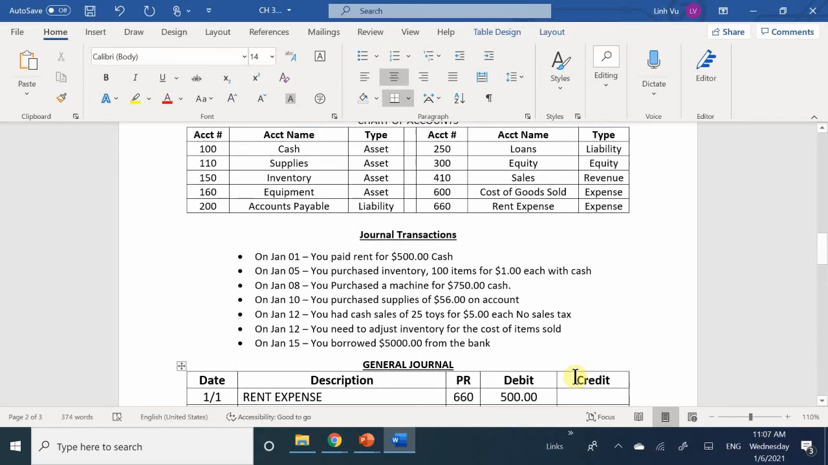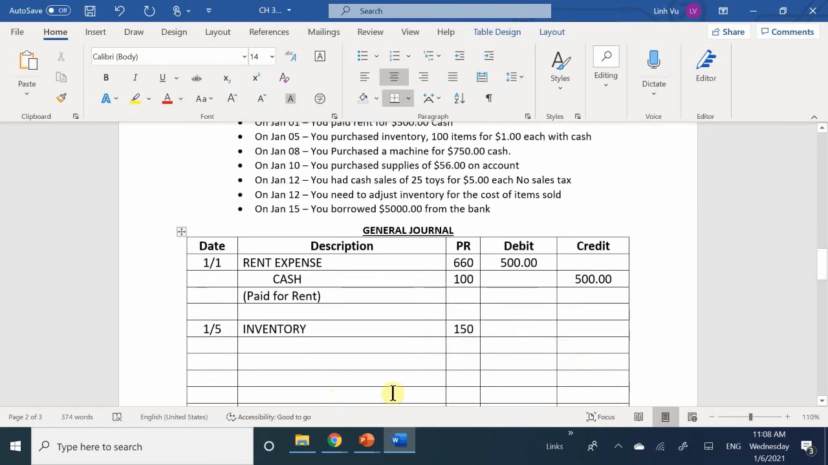Okay. Now, how much am I purchasing for inventory? 100 items at $1 each. Correct. It's going to be for a total of $100. Now, what is my equal and opposite account that I need to use to reflect the same amount? Cash, yes, because again, we spent the money, so therefore we're decreasing my asset by another $100.